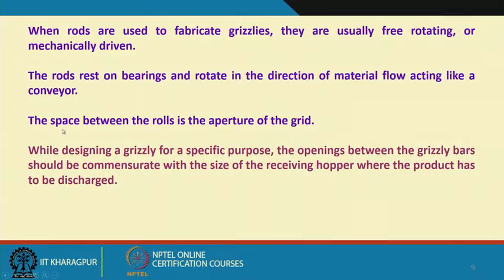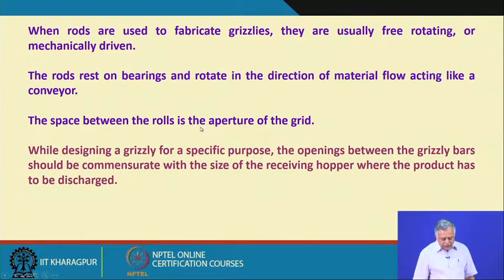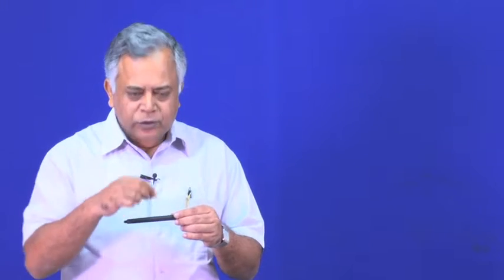The space between the rods is the aperture of the grid. That means, you have got two rods like this, one here and another one here. The spacing in between them is basically the aperture of the grid.